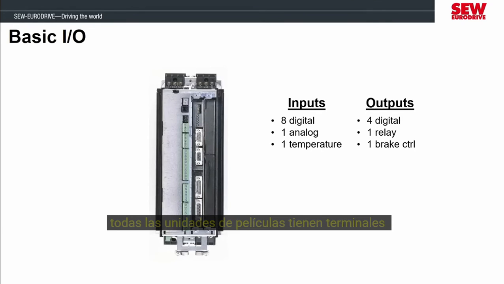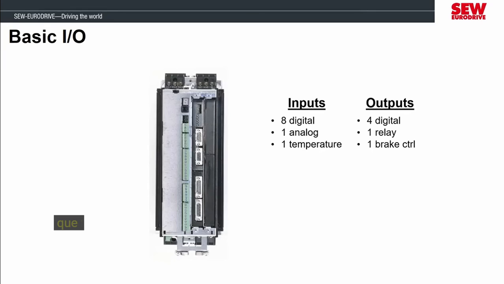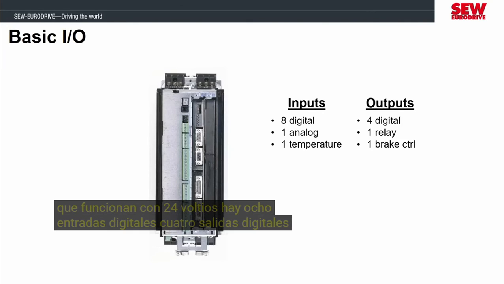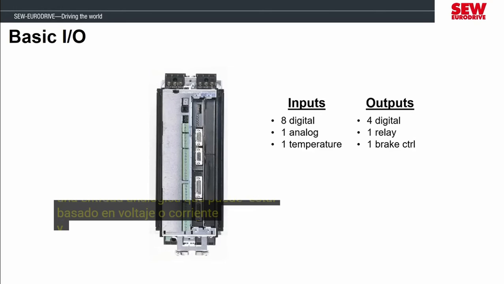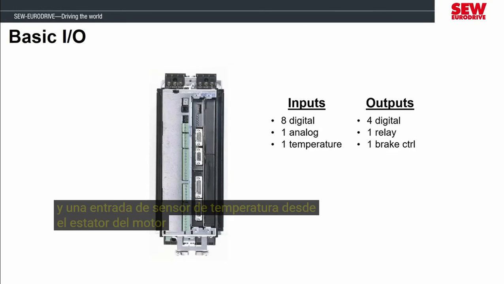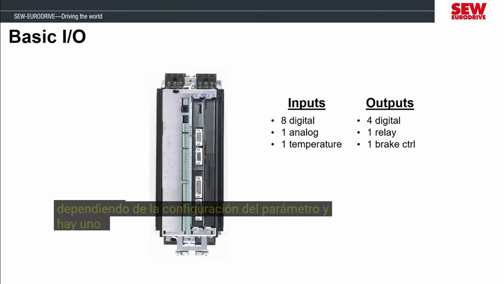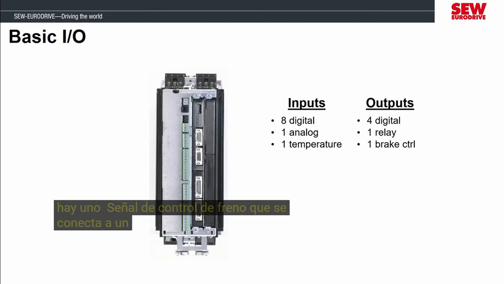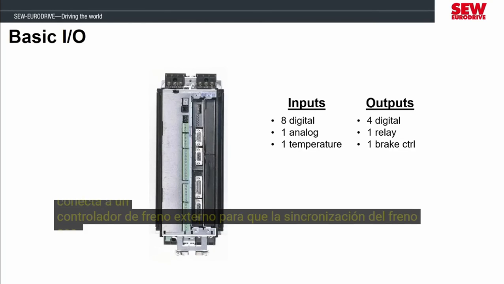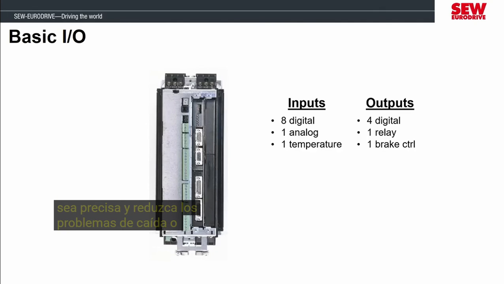All MOVIDRIVEs have basic input and output terminals that work on 24 volts. There are 8 digital inputs, 4 digital outputs, 1 analog input that can be voltage or current based, and 1 temperature sensor input from the motor stator. There is 1 programmable low voltage relay that switches depending on the parameter setting, and there is 1 brake control signal that connects to an external brake controller so the brake timing is accurate and reduces sagging or drifting issues of the motor.